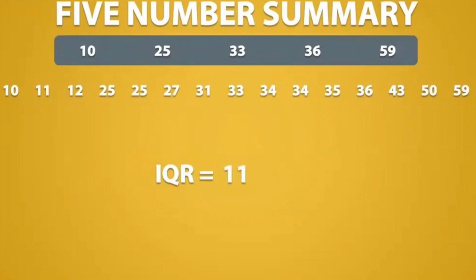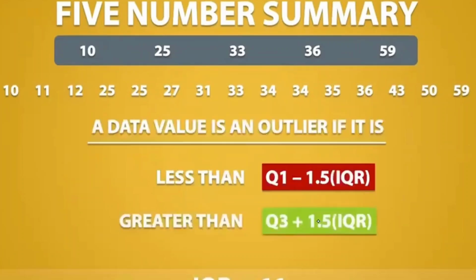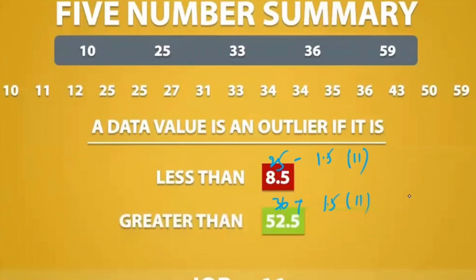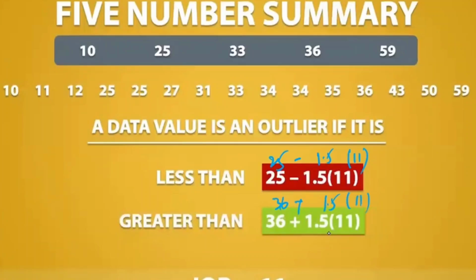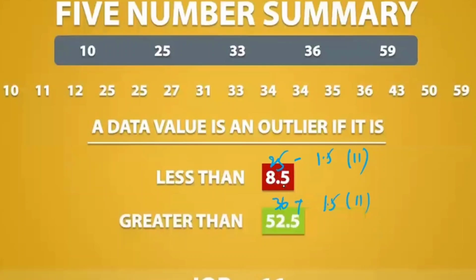After calculating the IQR value, now what are you going to do? You are going to calculate Q1 minus 1.5 into IQR, and Q3 plus 1.5 into IQR. Q1 is 25 minus 1.5 into 11, and Q3 is 36 plus 1.5 into 11. If you calculate, any value less than 8.5 is called an outlier. Any value greater than 52.5 is called an outlier for this data set.